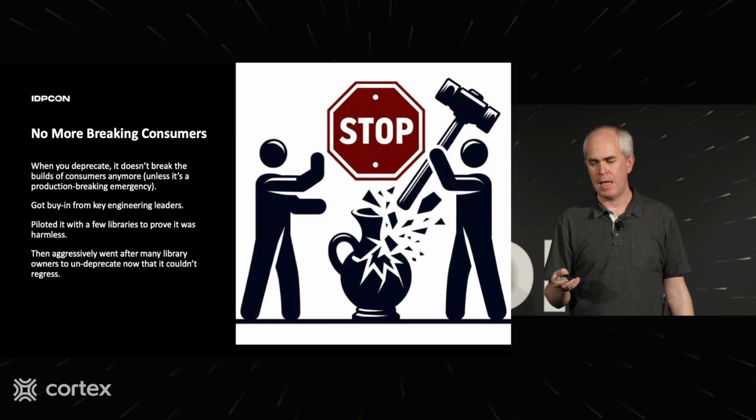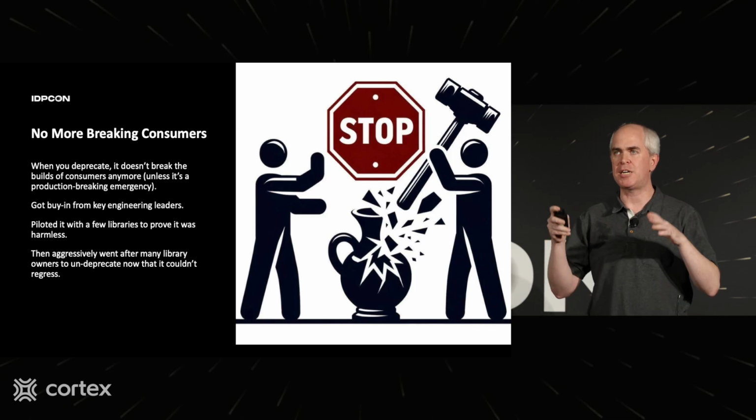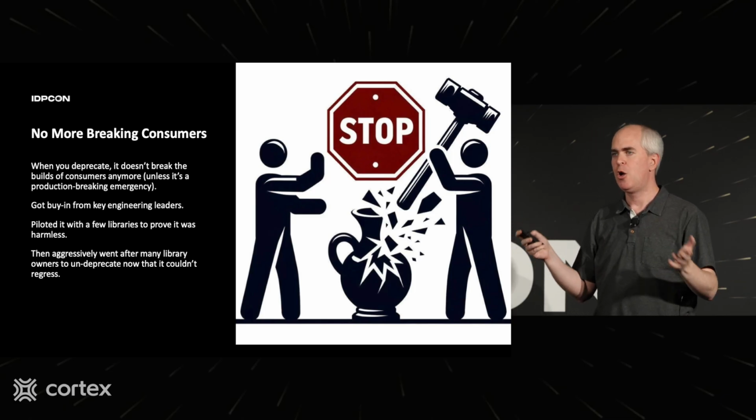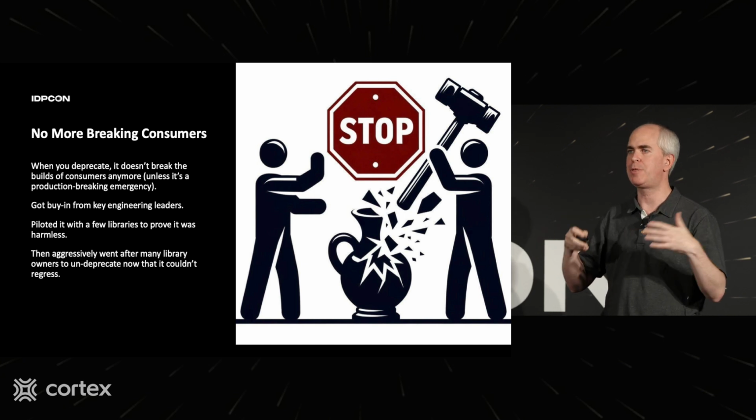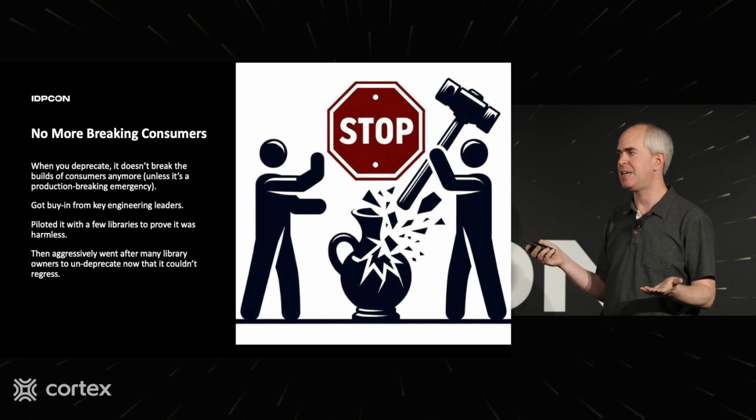The only case in which you do get to create unfunded mandates is if there's a production-breaking emergency, and then you can break everybody's build. That's fine. They can't build a thing that will break production if pushed. That's understandable. However, we didn't just announce this to the company. We wrote it up, we got buy-in from our management, and then with the help of our management, we shopped it around with a bunch of key engineering leaders.